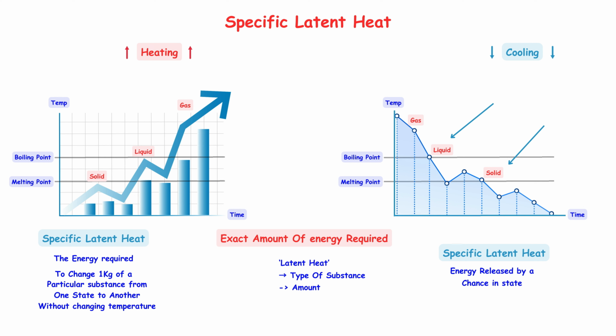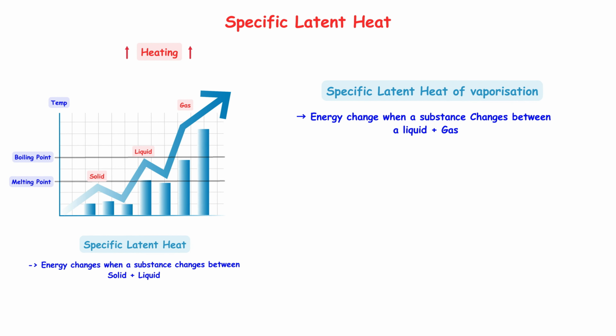To make it simpler, we use something called specific latent heat, which is the amount of energy needed to change the state of 1 kilogram of a substance with no temperature change. When cooling, it refers to the energy released instead. There are two main types: specific latent heat of vaporization, which applies when going between liquid and gas, and specific latent heat of fusion, which applies when going between solid and liquid.